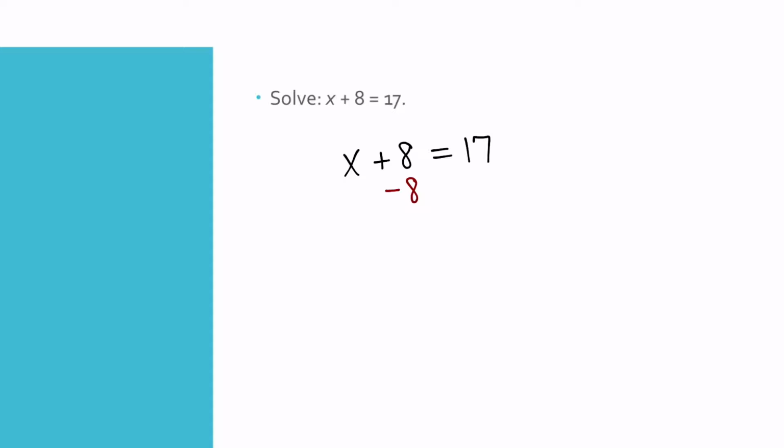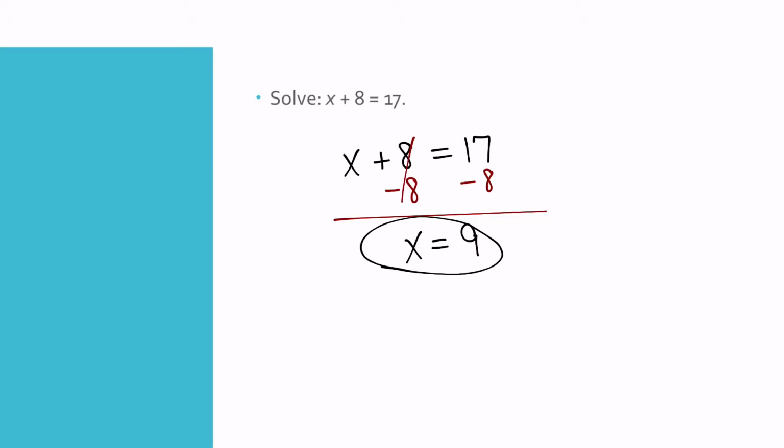But what I do to the left side of the equal sign, I have to keep it balanced and do the same thing to the right side. So if I subtract 8 on the left, I also have to subtract 8 on the right. So what is 8 and negative 8? Well, that creates 0. That's what we wanted. So what's left on the left-hand side? I've got just plain old x. And on the right side, 17 minus 8 is 9. So this right here is our solution, x equals 9.